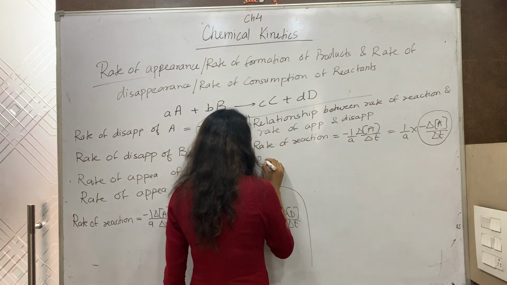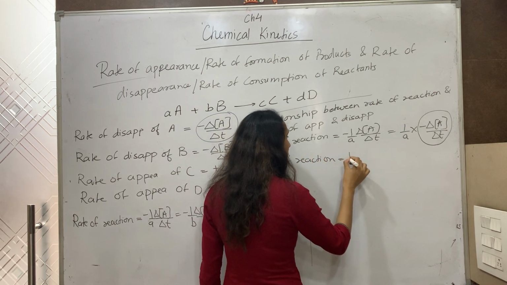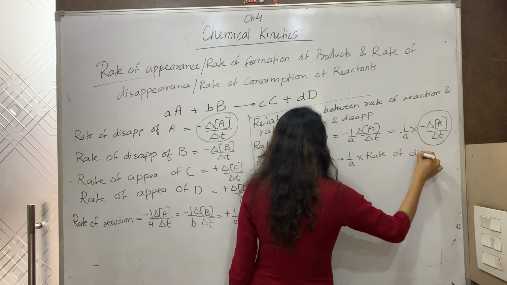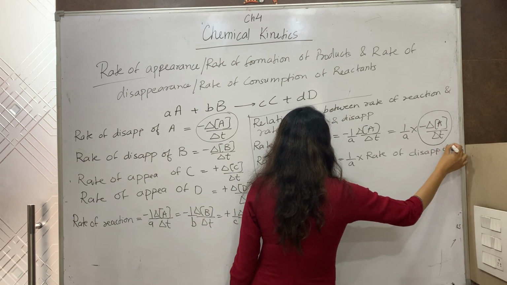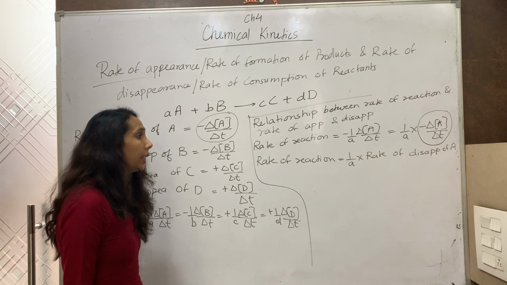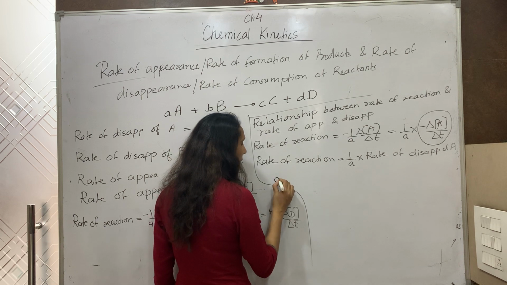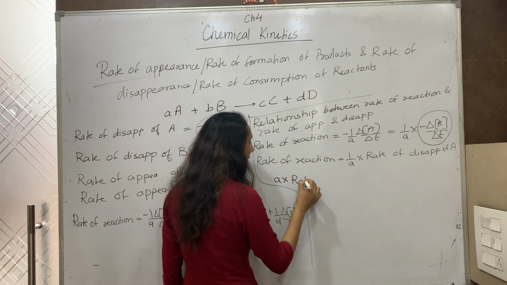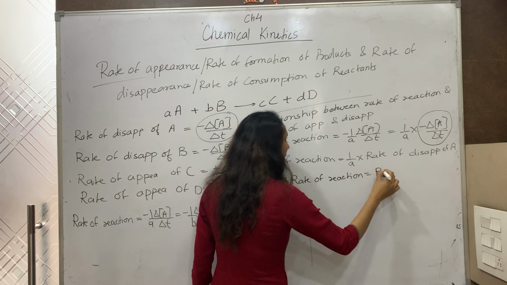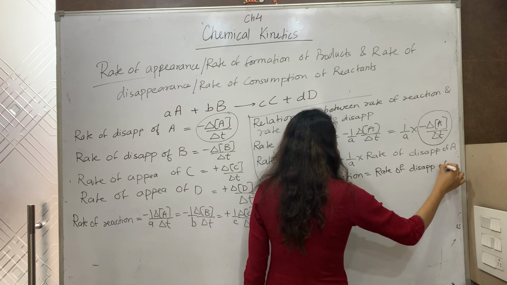So I can write rate of reaction in terms of A is equal to 1 by A into rate of disappearance of A. We have written it in terms of A. And if I bring A this side, stoichiometric coefficient, I can write A into rate of reaction is equal to rate of disappearance of A.